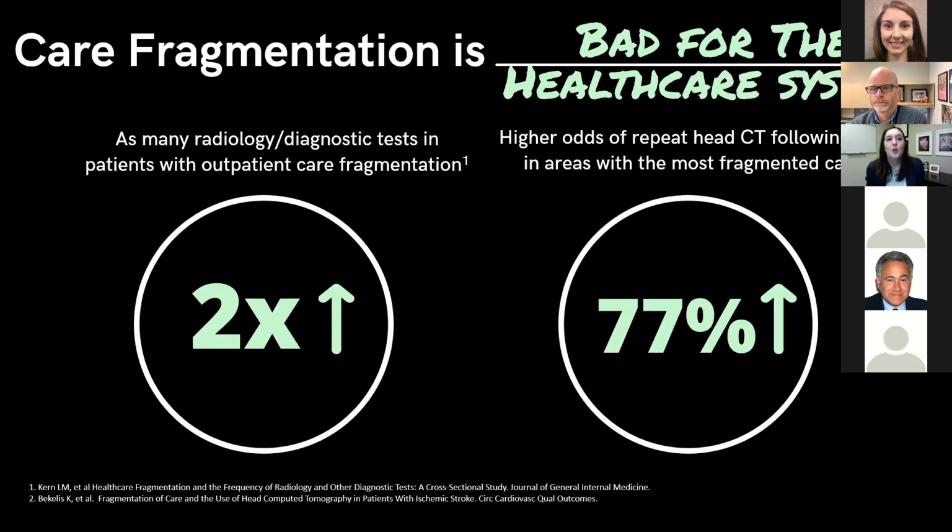Duplicate radiology procedures are one area related to waste and low value care where the impact of fragmentation has been investigated. I want to highlight 2 example papers. The first looked at outpatient care fragmentation and found that patients with increased outpatient fragmentation had 2 times as many radiology and diagnostic tests as those who did not. Another paper looked at patients with strokes, and they compared geographic areas of the country with the highest amount of fragmentation to those with the lowest. And they found that patients with stroke in the geographic regions with the highest amount of fragmentation had 77% higher odds of having a repeat head CT than patients in the geographic areas with the lowest amount of care fragmentation. And we'll come back to duplicate radiology procedures in a little bit.